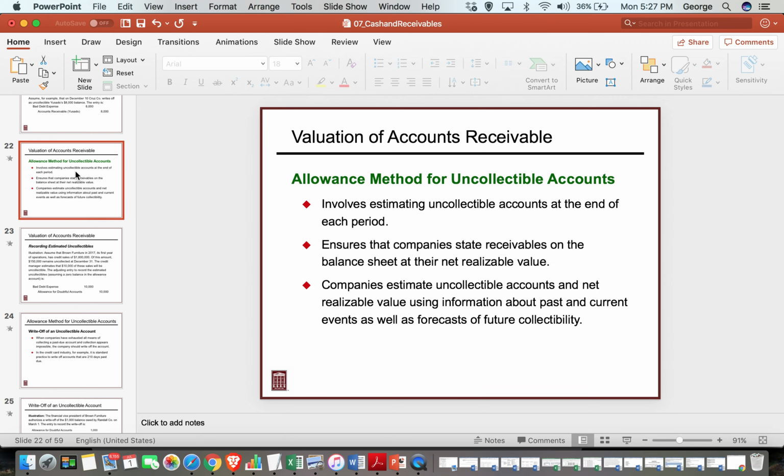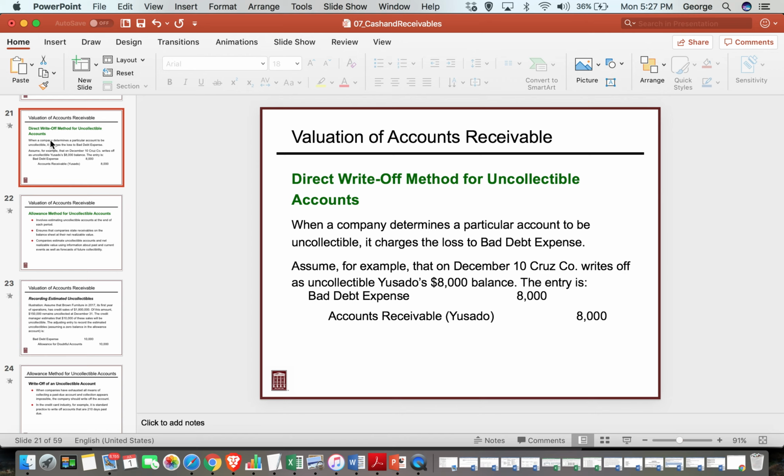Okay, let's look at the allowance method. So the write-off method is pretty easy, just debit bad debt expense, credit AR. And probably make a note not to sell on credit to the USADA company anymore.